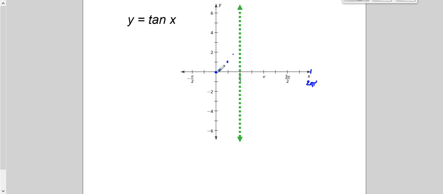Now let's do some of those negative ones. The negative pi over 6 was at negative 0.6. The negative pi over 4 is at negative 1. And let's see, negative pi over 3, which is less than pi over 2, is at negative 1.7. And then at negative pi over 2, it's undefined again. So we need another asymptote through negative pi over 2.